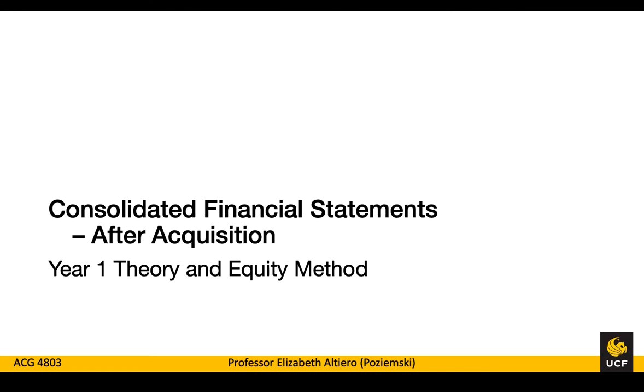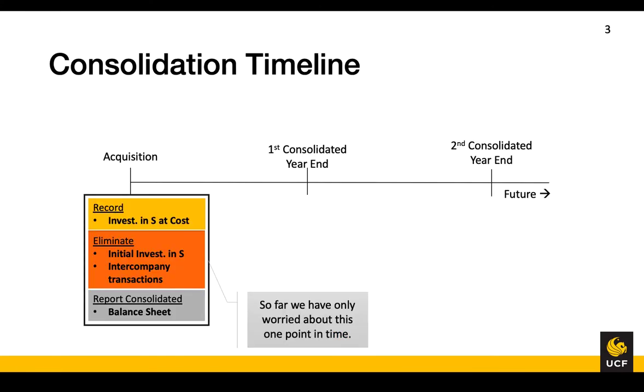In this video, I will be introducing consolidation after acquisition, focusing on the first year after acquisition when the parent company uses the equity method to account for their investment. Up until now, we have dealt only with the date of acquisition. On the parent general ledger, we recorded our initial investment in S at cost. On the worksheet, we eliminated that initial investment in S against the subsidiary equity accounts and eliminated any intercompany transactions.